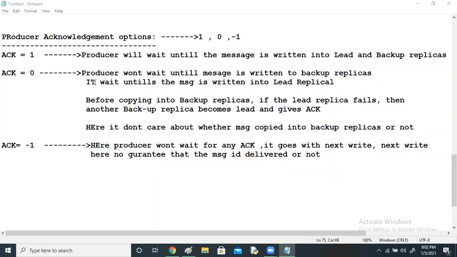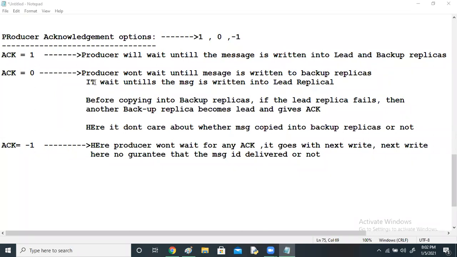In zero, what is the drawback you see? High availability is missing because the message is written into the lead replica only. It won't wait until the backup replica. In -1, very risky, no message guarantee. In 1, it is highly safe. These options we can choose in the configuration file.